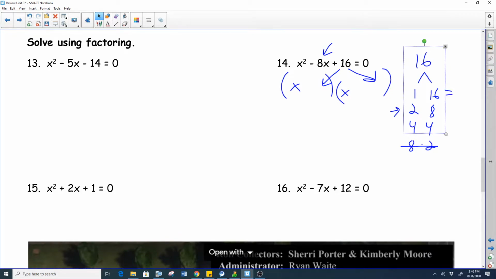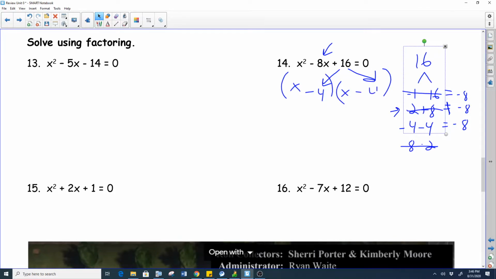And we want each of those to equal negative 8. So which one of these could possibly give us a negative 8? Well, that's 16 plus 1 is 17, or 16 minus 1 is 15. That's not going to work. 8 plus 2 is 10. No. 8 minus 2 is 6. No. Oh, negative 4 and negative 4 is negative 8. So these are both going to be negative 4, and that's how you factor.